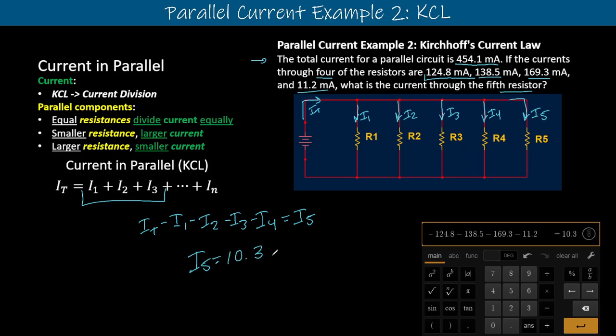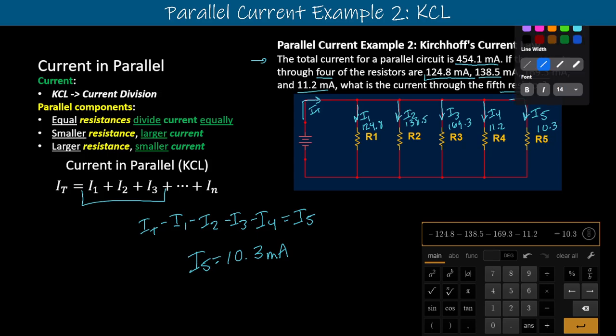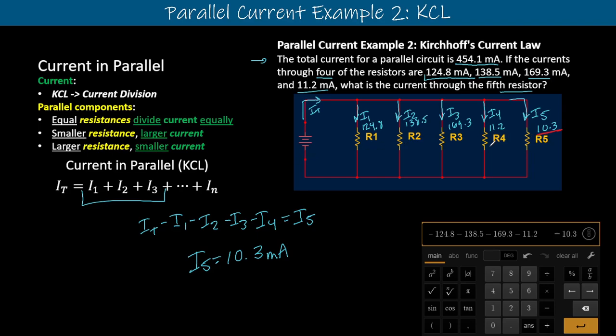And since the other ones were in milliamps, this is also going to be in milliamps. And so when we look at this, we can say, well, this first one here had 124.8 milliamps. The next one had 138.5 milliamps, 169.3 milliamps, 11.2 milliamps, and 10.3 milliamps. Right? And so when we look at this, 10.3 means that it has the smallest current. So we expect that resistor to be the largest resistance. It's going to be the biggest ohmic value that we have in the circuit.